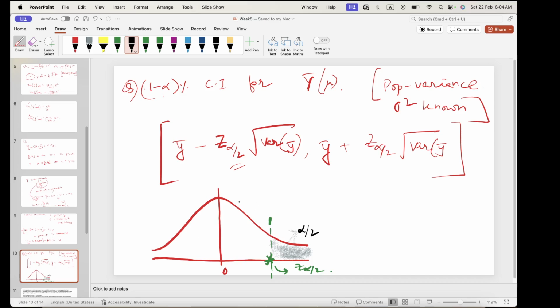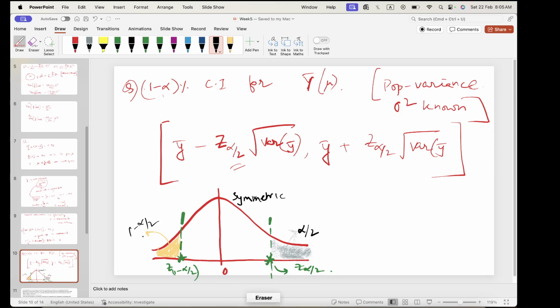Okay, and since this distribution is symmetric, if I call this position Z 1 minus alpha by 2, and then I draw a line over here, it means that the area above this particular line is 1 minus alpha by 2, or in a reverse manner, the area below this part is actually 1 minus alpha by 2.